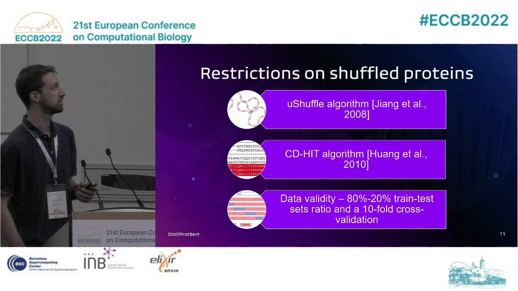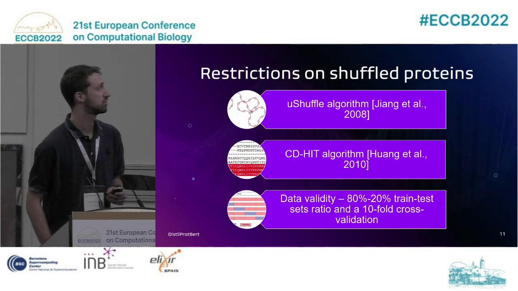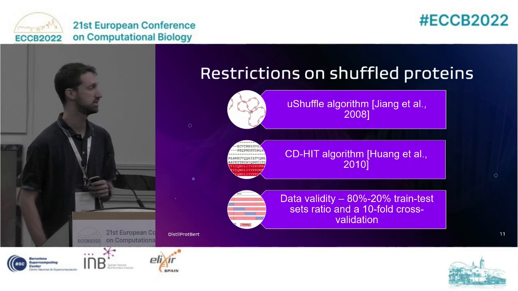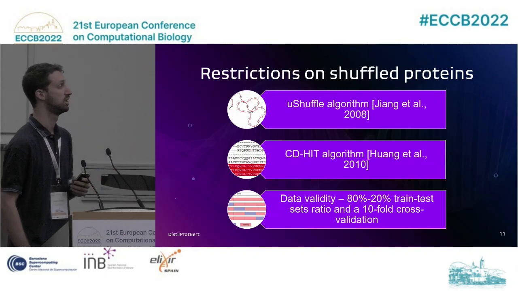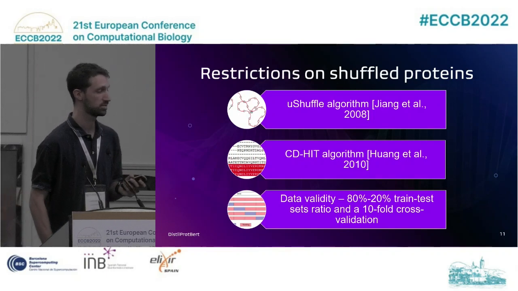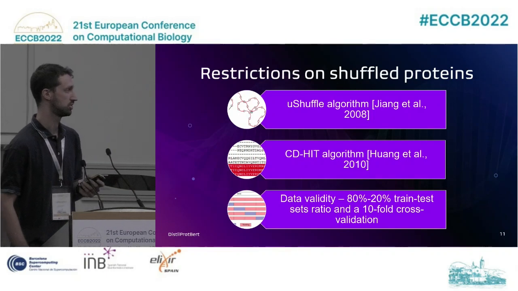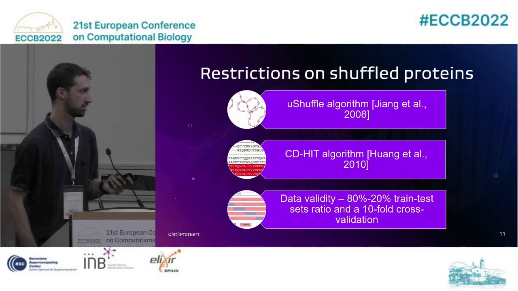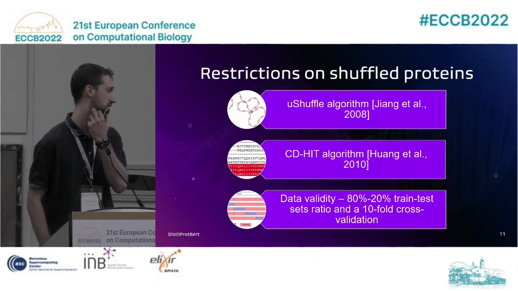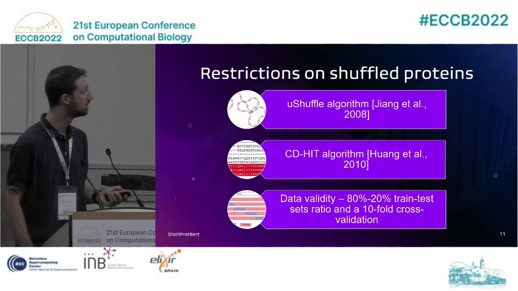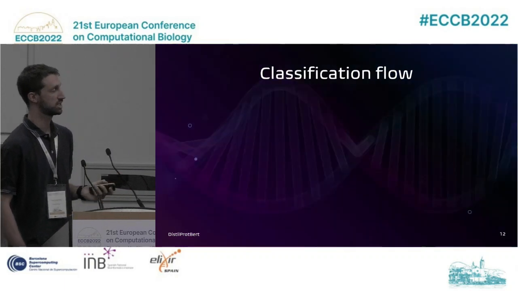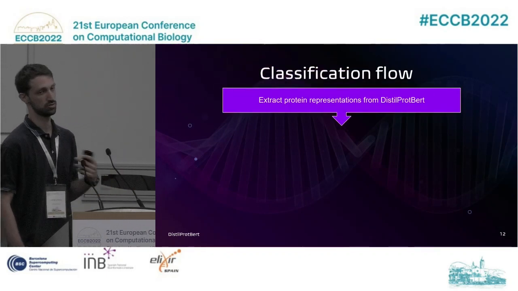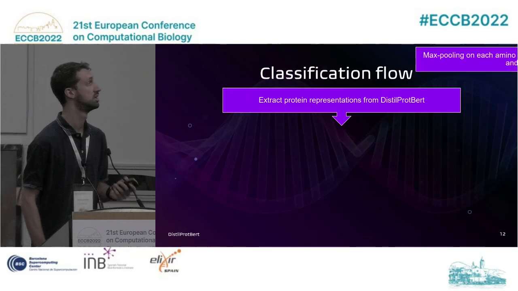For shuffling, we use the U-shuffle algorithm. For the redundancy, we use CD-HIT, which I guess you all know. And we also split the data into train and test sets and did the cross validation. So the classification part was extracting the representation from our model.